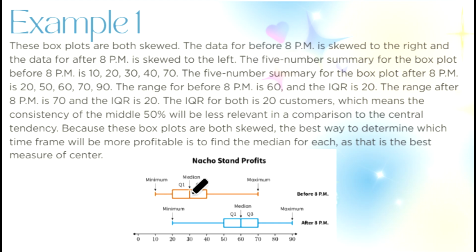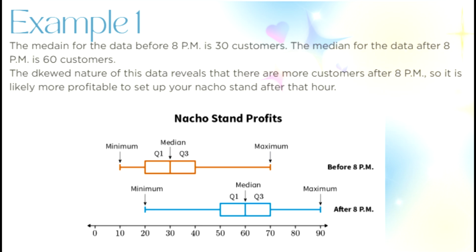And here we have a median, and here we have a median. That means the median for the data before 8 p.m. is 30 customers, and the median for the data after 8 p.m. is 60 customers. So the skewed nature of this data reveals that there are more customers after 8 p.m., so it's more likely to be more profitable to set up your nacho stand after that hour. Okay?